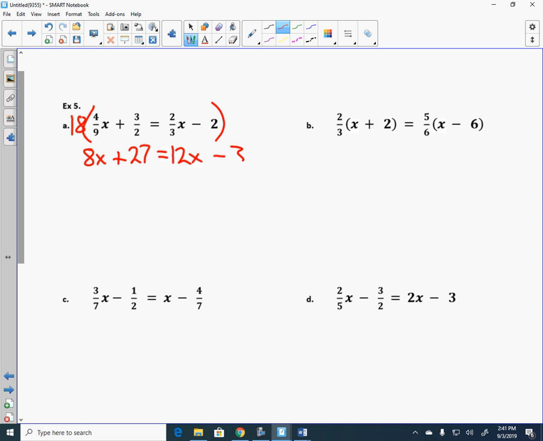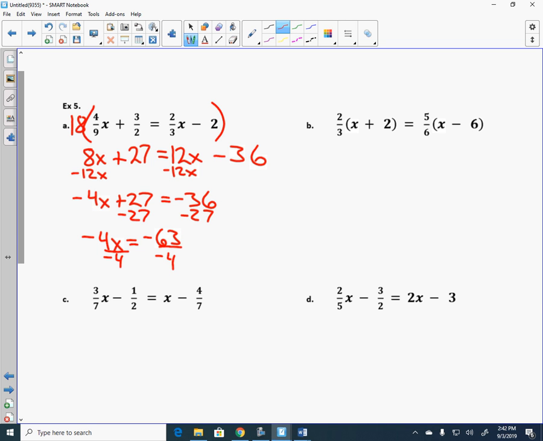18 times 2, 36. Does that equation look easier to solve than the original? And that's what we do. We make it easy. Subtract the 12x. Negative 4x plus 27 is equal to negative 36. Yep. Subtract the 27. Negative 4x is equal to negative 63. Divide by negative 4. X is 63 over 4.